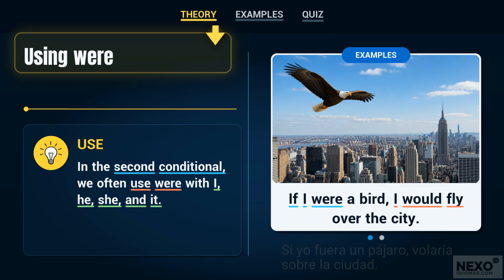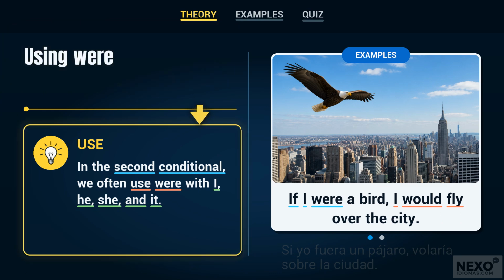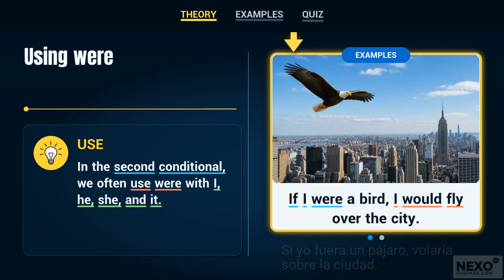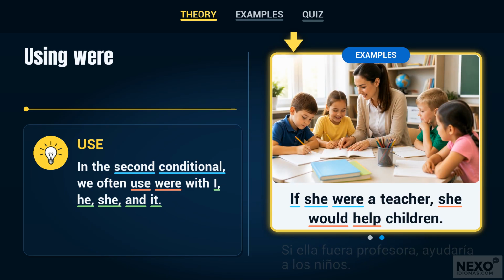Using were. In the second conditional, we often use were with I, he, she, and it. Example: if I were a bird, I would fly over the city. Example: if she were a teacher, she would help children.